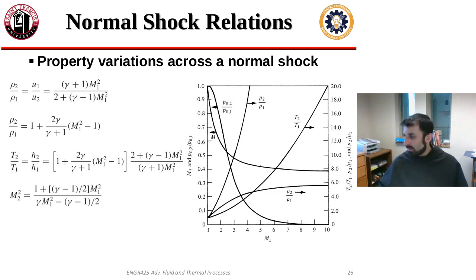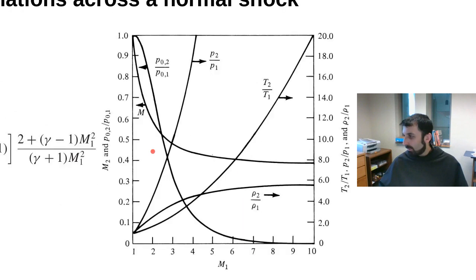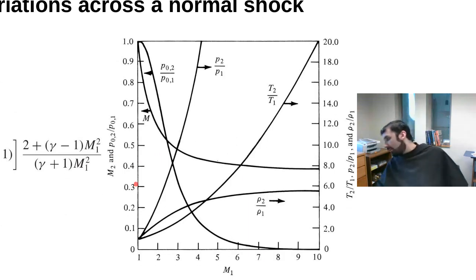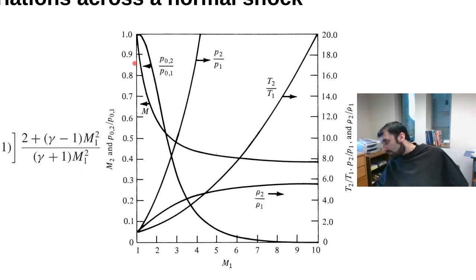So here's a little chart. I'll blow it up a bit. We had seen this curve for Mach number. Note that the arrows point to which axis you should be looking at in order to reference a given curve. We said that across a normal shock, Mach number will always decrease. Not only that, Mach number after a normal shock will always be subsonic, regardless of what the Mach number on the front end was.